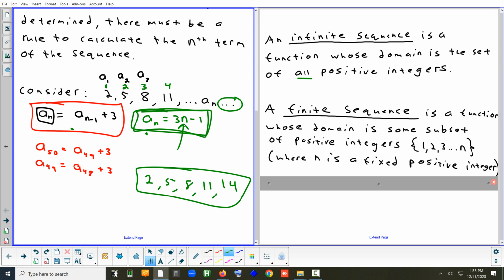What number would you plug in for n to get 14 in that formula? 5. First spot, second spot, third spot, fourth, and fifth. So the domain of this formula, in other words, the numbers you can fill in, are 1, 2, 3, 4, 5. That's it. Because it stops at 14. You'll know if it stops or not based on if you see a dot, dot, dot after the last number. Dot, dot, dot means it keeps going.